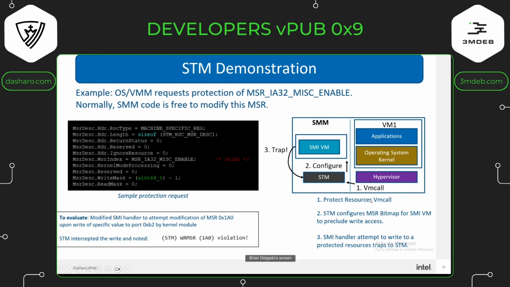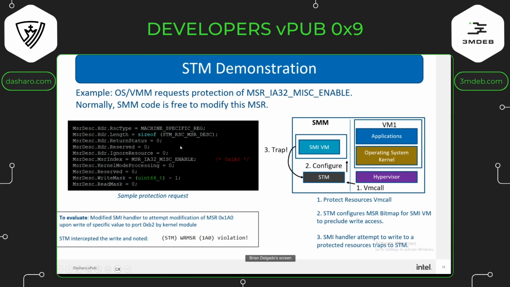Normally, if we had a TXT capable system, then SMIs would be quiesced at this point, and that would be even better. But since this board doesn't support TXT, we have to do this protection request while there could be some SMI activity. But basically, we do this protect resources VM call, and that provides this policy to the STM.